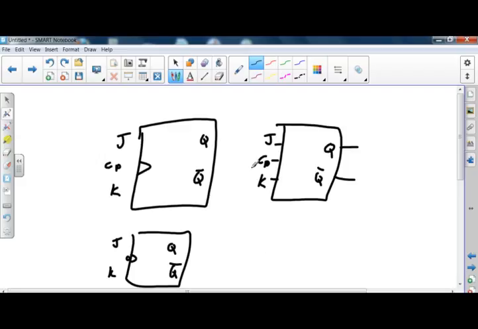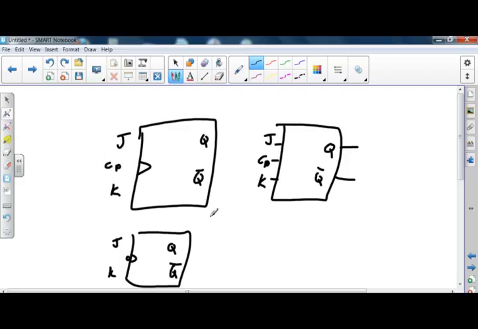It could be more of a gate. The clock pulse in this case is acting as a gate. Here it's acting as a positive edge trigger. There it's acting as a negative edge trigger. All those things are possible, depending on which one you buy.